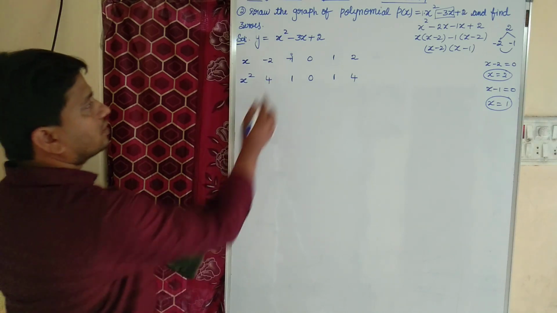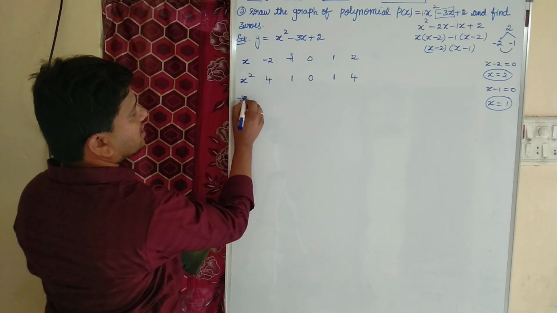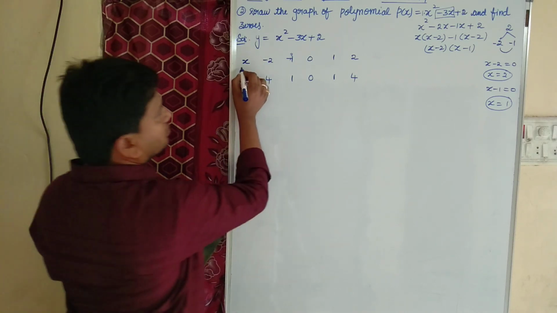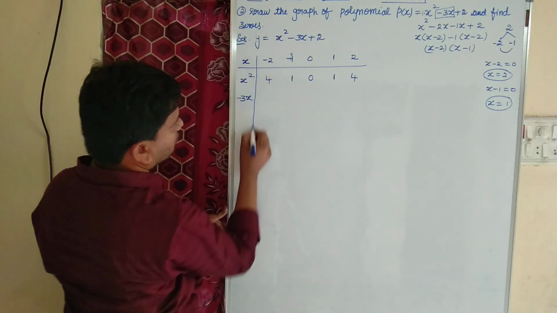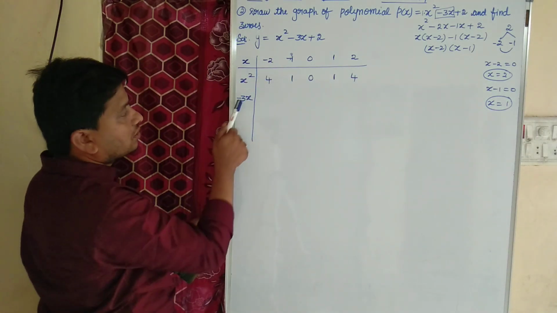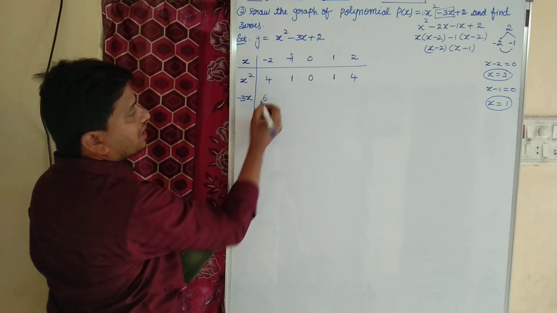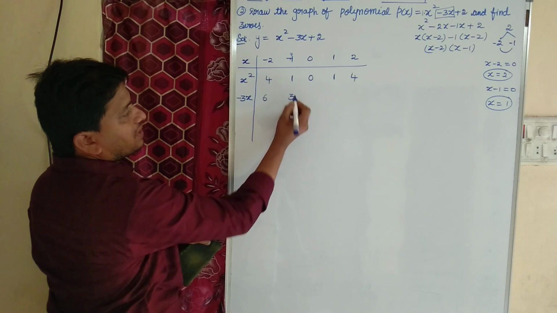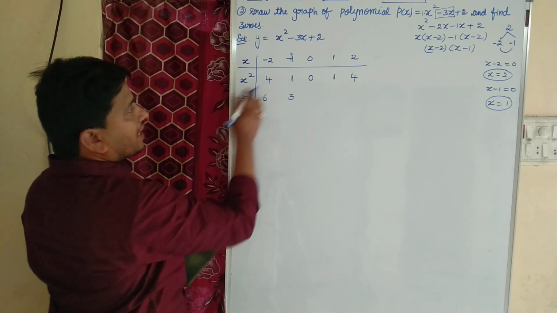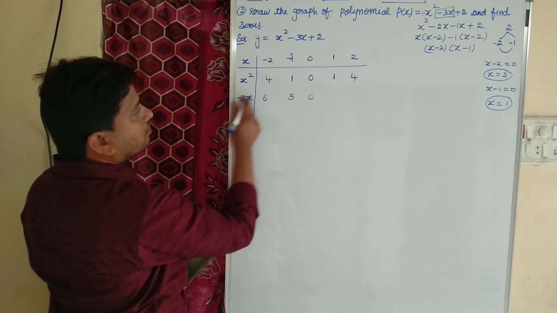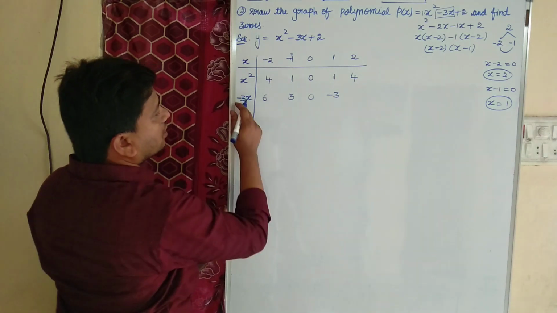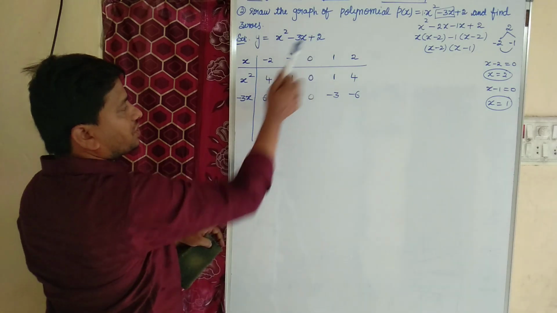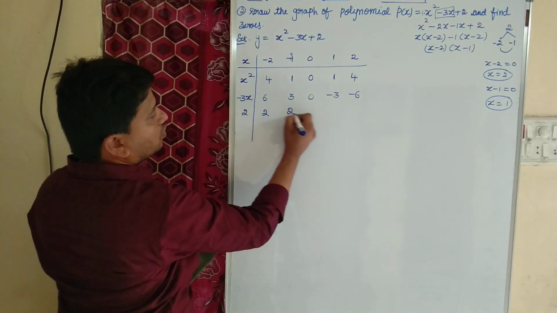Now the second term is what? The second term is minus 3x. I mean minus 3 into the x value. Minus 3 into minus 2: minus into minus is plus, 3 twos are 6. Minus 3 into minus 1: minus into minus is plus, 3 ones are 3. Minus 3 into 0, 0. Minus 3 into 1, minus 3. Minus 3 into 2, minus 6. And then we have the constant, which is 2 here. Let us write 2 only.